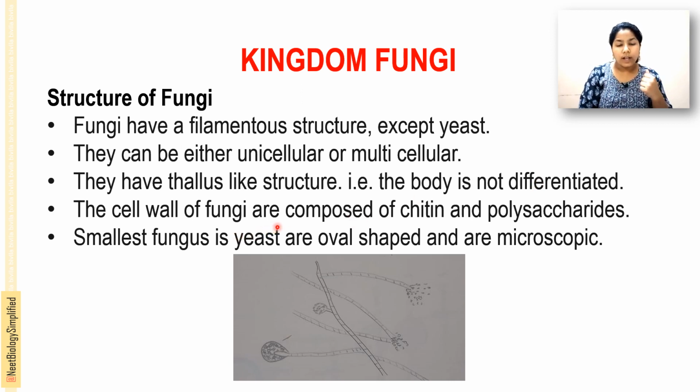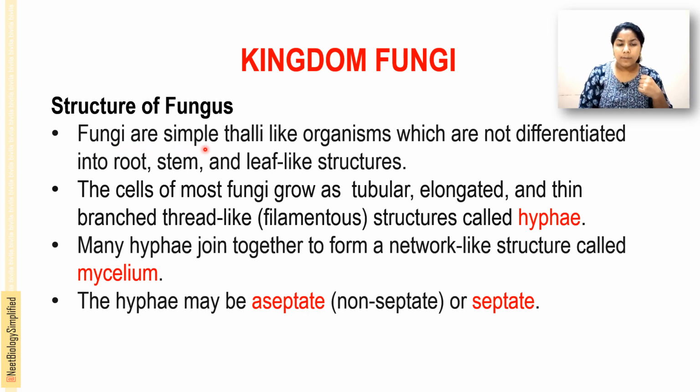The cell wall of fungi is composed of chitin and polysaccharides. The smallest fungus is the yeast, which is oval shaped, microscopic and unicellular. Fungi are simple thallus-like organisms, as we said in the last slide. They are not differentiated into root, stem and leaf-like structures. They don't have specific leaf, stem or root-like differentiations.